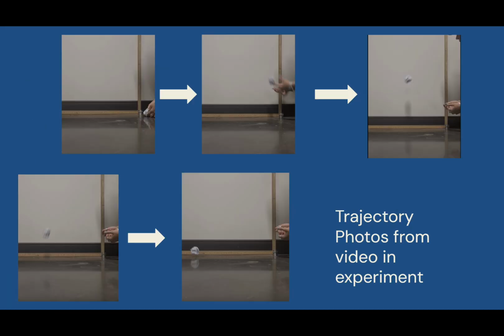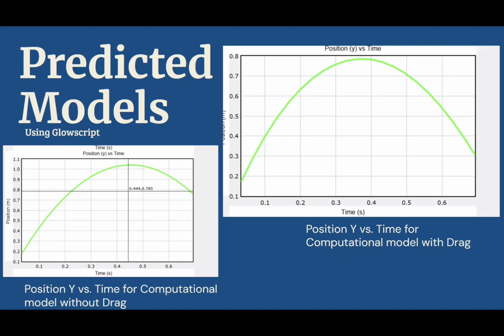Here are some screenshots of our experimental model in action, where we threw the ball of paper and it went in the trajectory. Here are the predicted models we created by doing computations through GlowScript coding. We have the one with drag and the one without drag, and as you can see, the one with drag looks much closer to the correct trajectory.